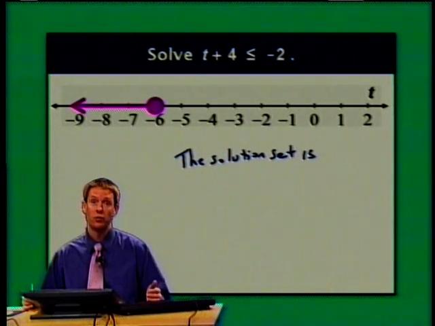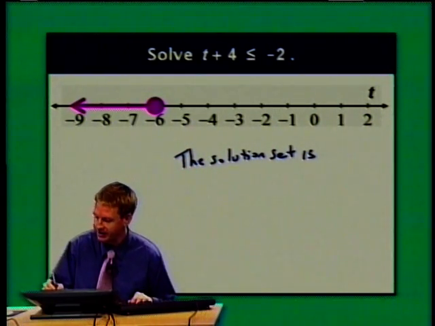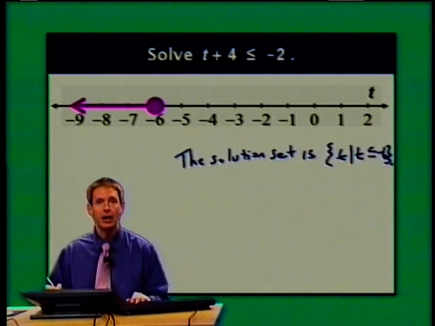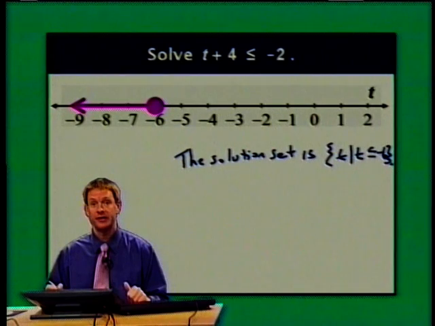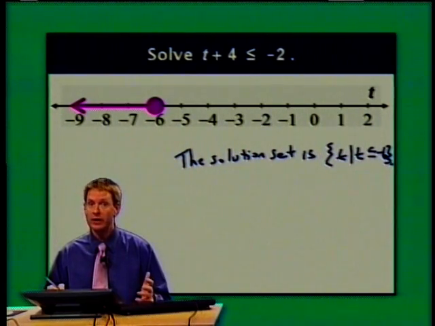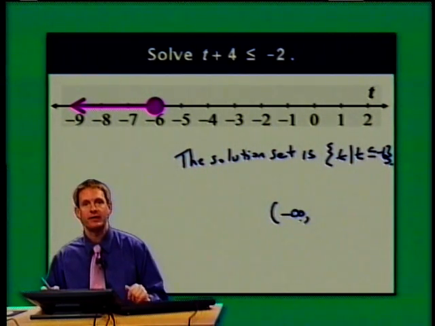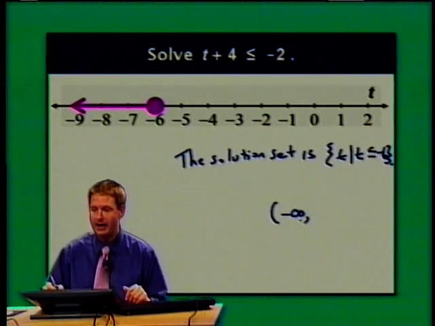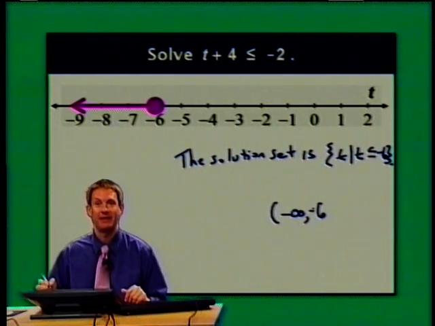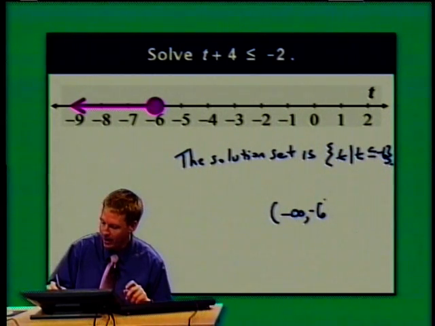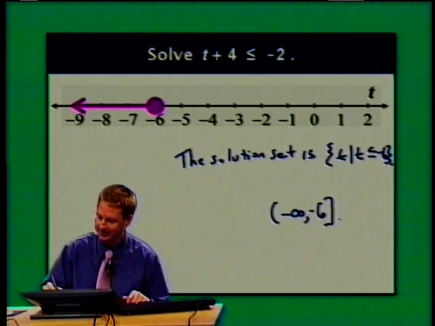If we choose to write the solution set using set builder notation, it's going to be the set of numbers t such that t is less than or equal to negative 6. If we had chosen to write our solution set using interval notation, well, the interval has no left-hand endpoint, so we're going to begin with our open parenthesis negative infinity. The right-hand endpoint is 6, negative 6, indeed. And since we're including that endpoint, we want to use a square bracket to indicate inclusion.